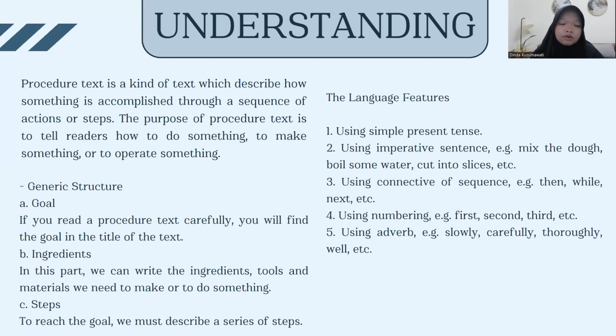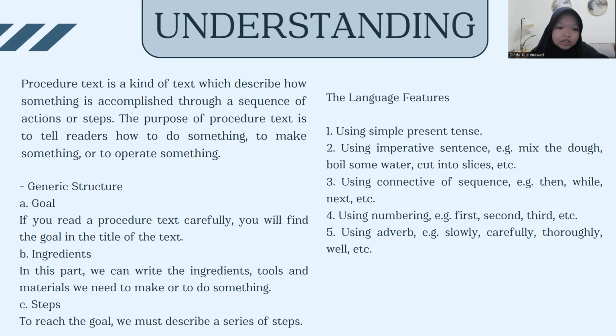And next is generic structure. The first generic structure of procedural text is goal. If you read a procedure text carefully, you will find the goal in the title of the text. So, for example, if the text title is how to make banana smoothie, so the goal is to make banana smoothie. And if the title is how to operate a computer, so the goal is to operate a computer.